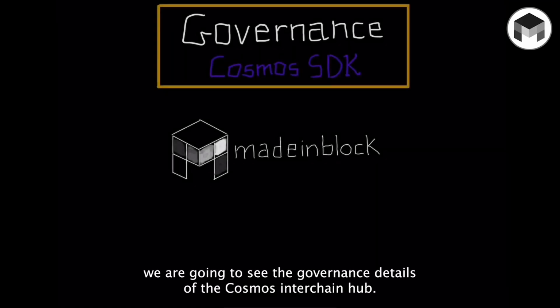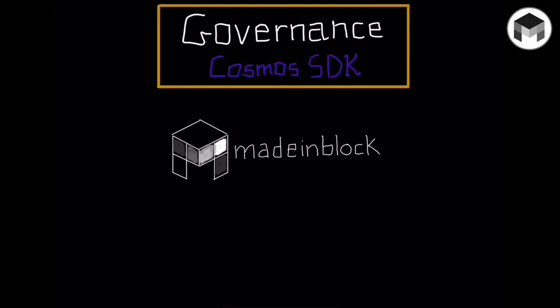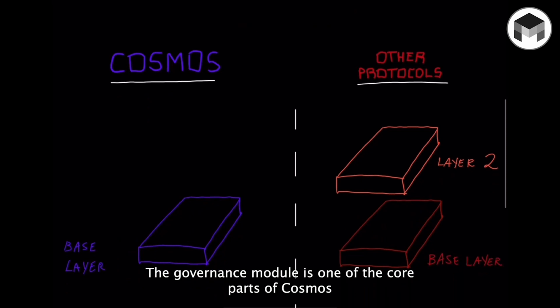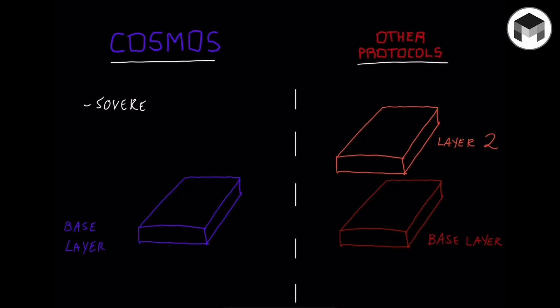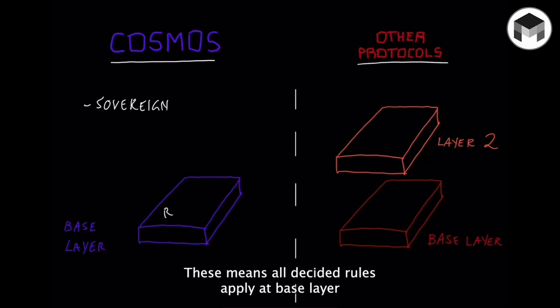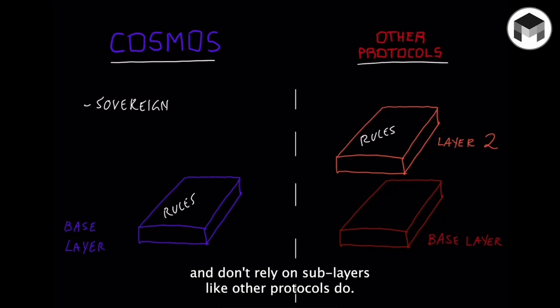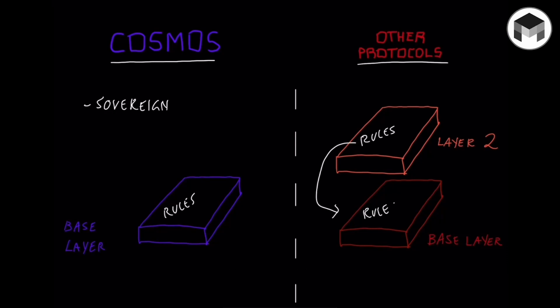In this video, we are going to see the governance details of the Cosmos Interchain Hub. The governance module is one of the core parts of Cosmos SDK and enables every Cosmos chain to be sovereign. This means all decided rules apply at the base layer and don't rely on sub-layers like other protocols do.